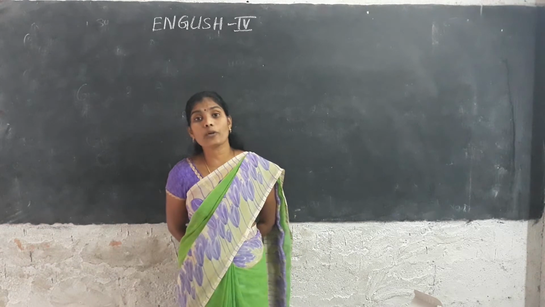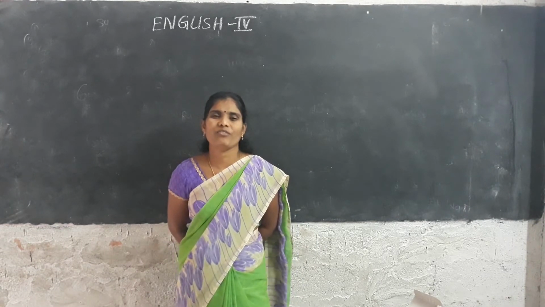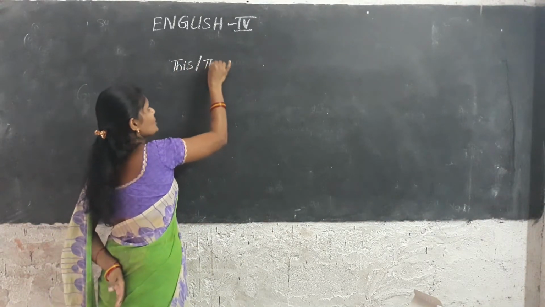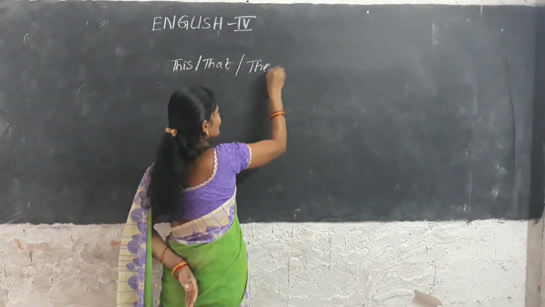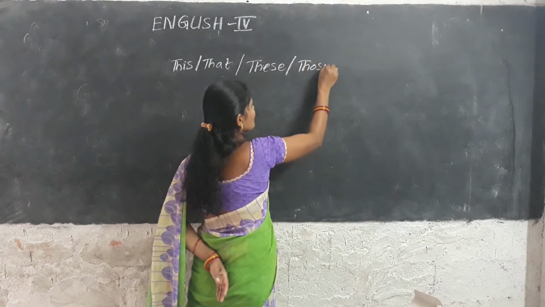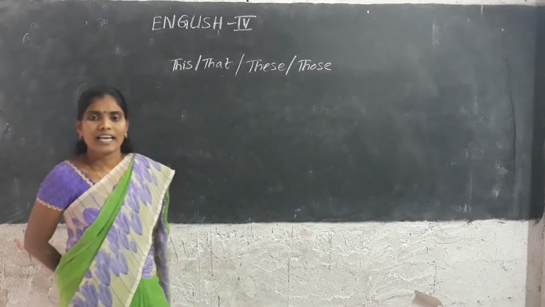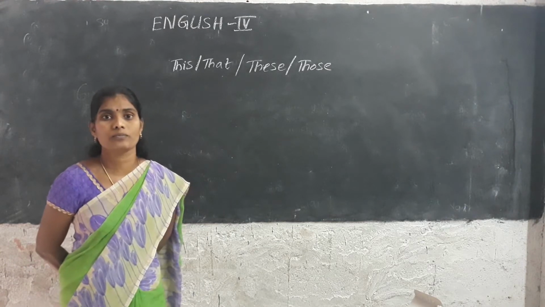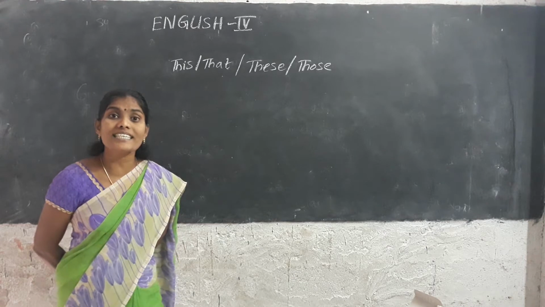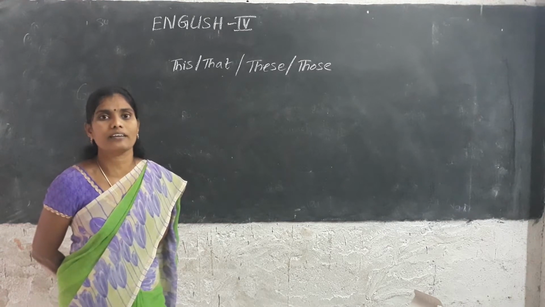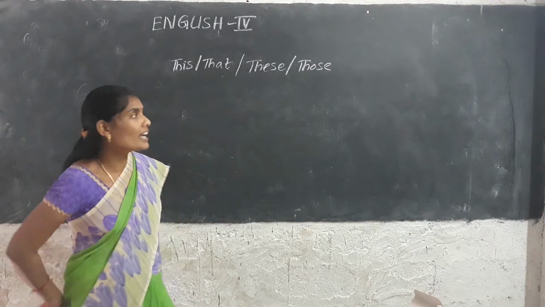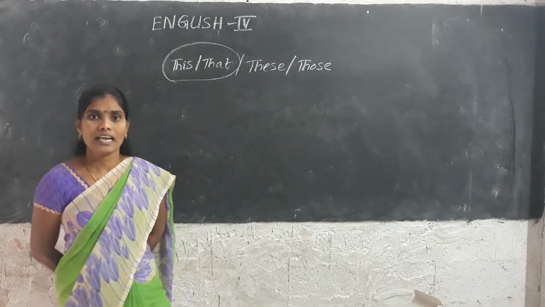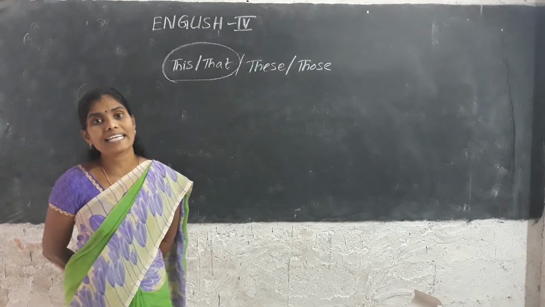Already you learned in your previous UKG class where we have to use this, where we have to use that, when we have to use these, and when we have to use those. You learn now? If the object is singular, only one, we have to use either this or that.